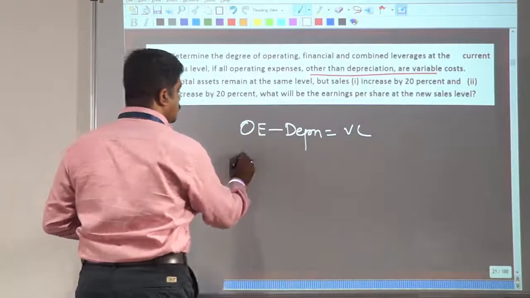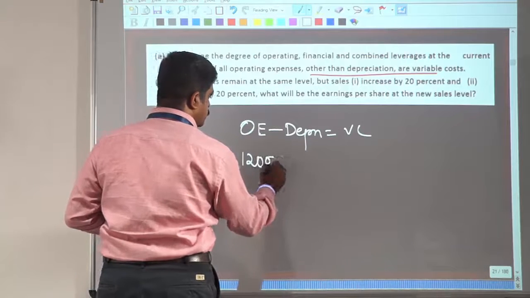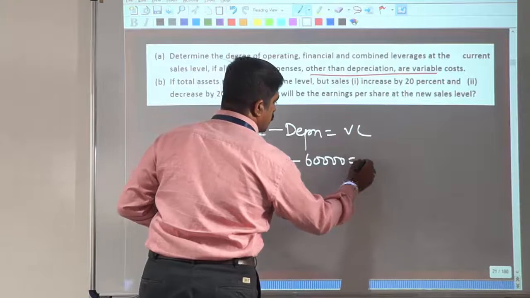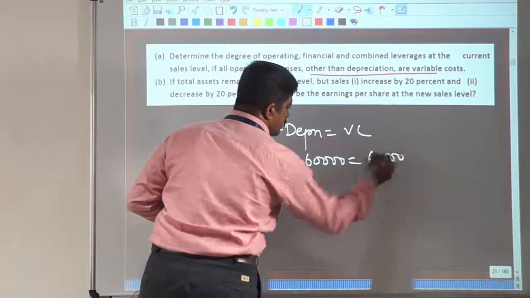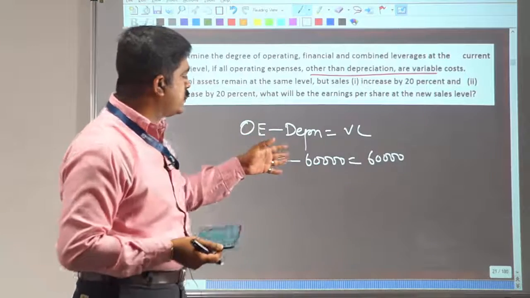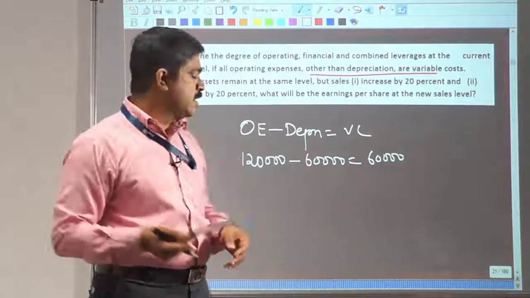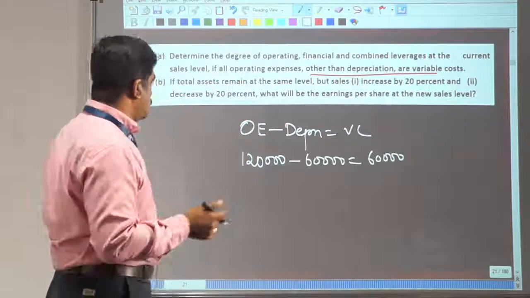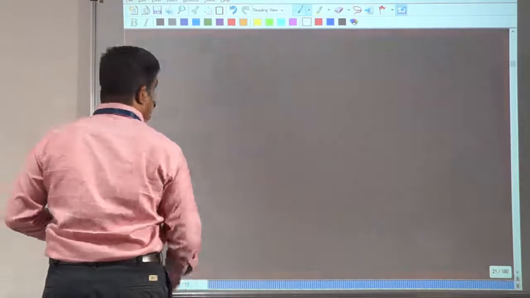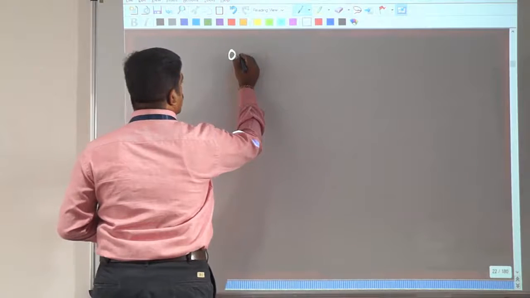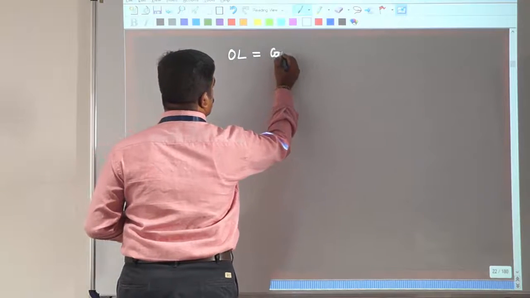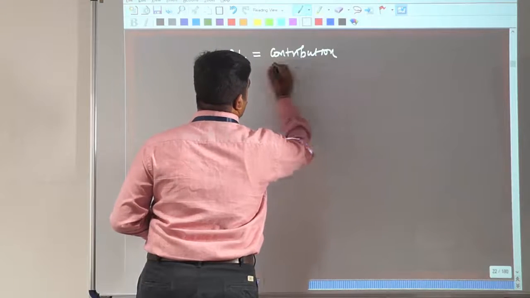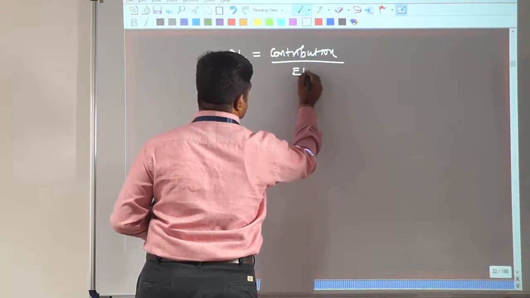What was my operating expenses? 1 lakh 20,000 minus depreciation of 60,000. So my variable cost is 60,000. Once I have variable cost in place, then I think the rest will flow automatically. So now we'll find out the operating leverage. Let's write the formula for operating leverage. Operating leverage is nothing but contribution divided by earnings before interest and taxes.